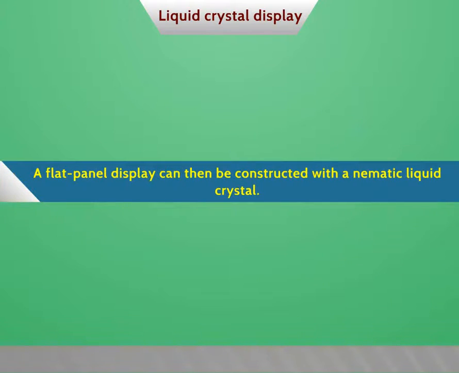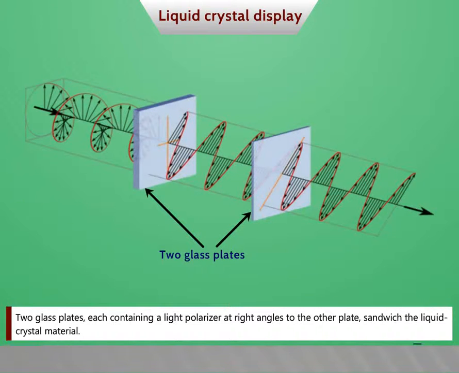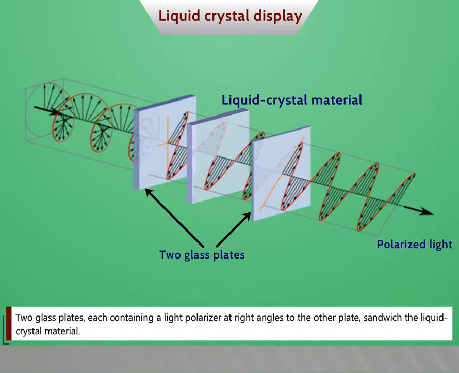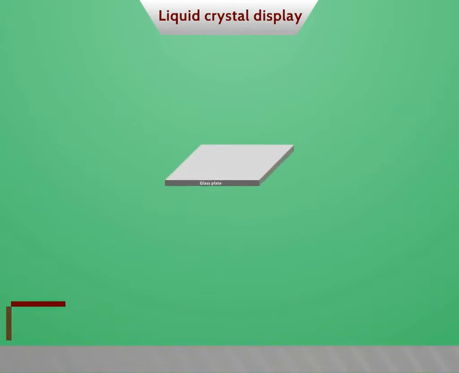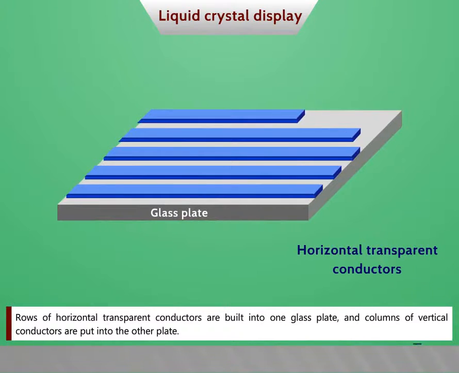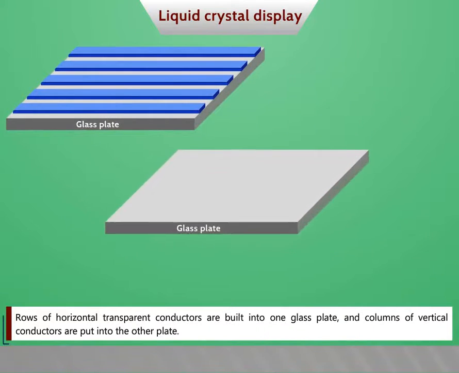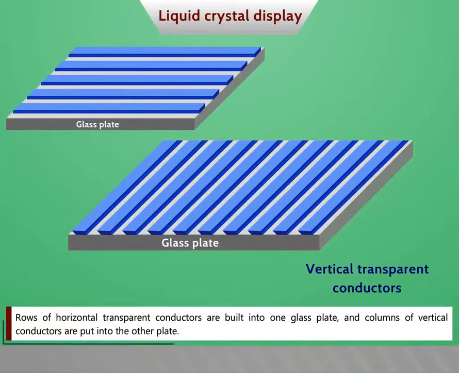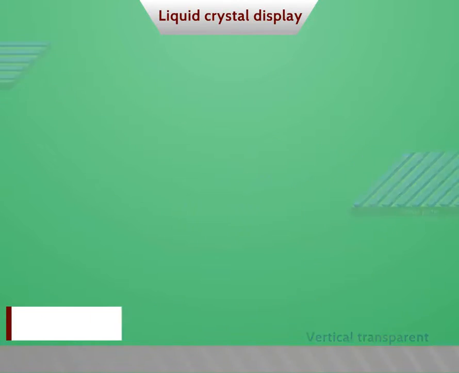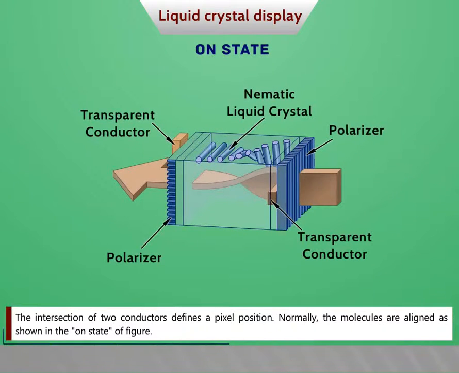A flat panel display can then be constructed with a nematic liquid crystal. Two glass plates, each containing a light polarizer at right angles to the other plate, sandwich the liquid crystal material. Rows of horizontal transparent conductors are built into one glass plate, and columns of vertical conductors are put into the other plate. The intersection of two conductors defines a pixel position.